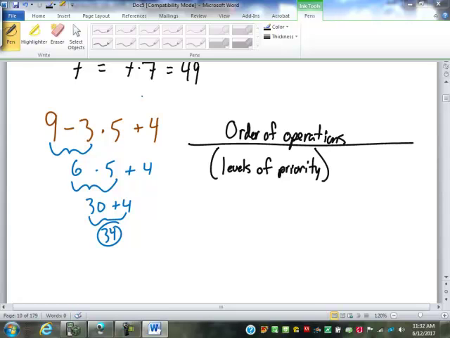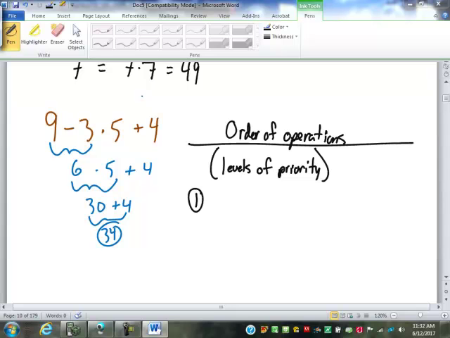Kind of like at work, if your supervisor tells you something and then a person above them on the chain tells you something, who do you listen to? The one higher up, right? That's the one you have to deal with first. The person higher up the food chain, right? Same type of thing with order of operations. The higher on the level of priority, that's what has to happen first.